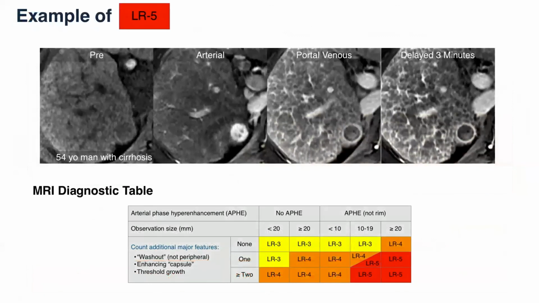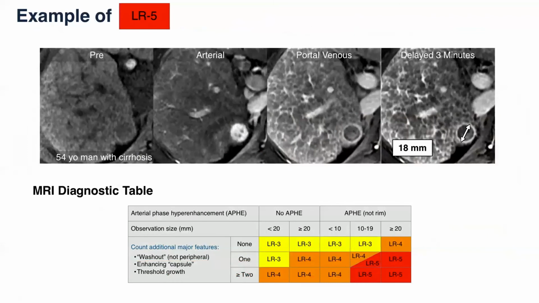Here we have a man, and this man is cirrhotic. We see that the liver has all of these internal nodules. And we ask ourselves, does this patient have an observation? And yes, there's an observation in this liver that looks different than background. How big is this observation? This observation measures 18 millimeters.